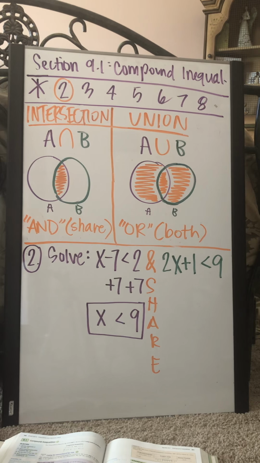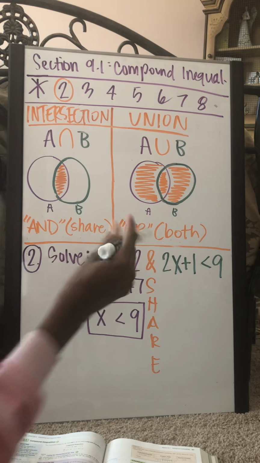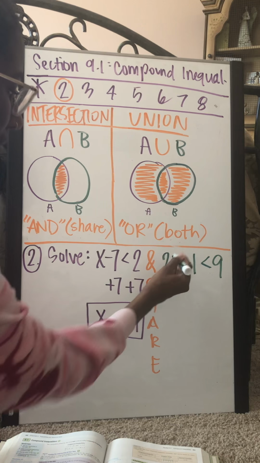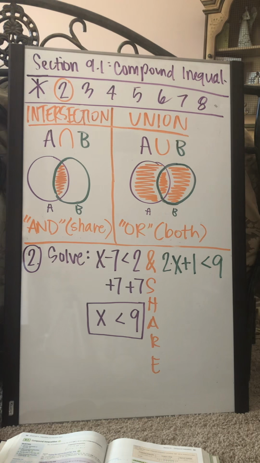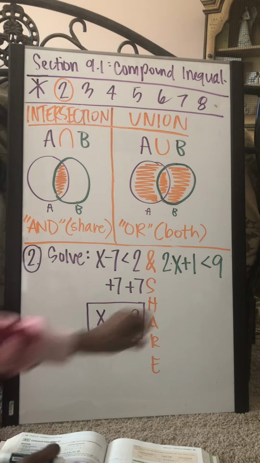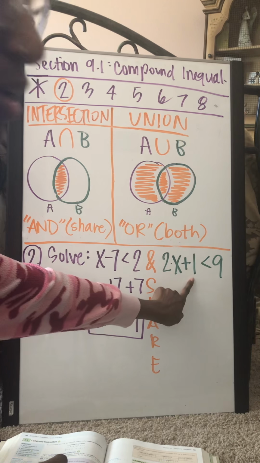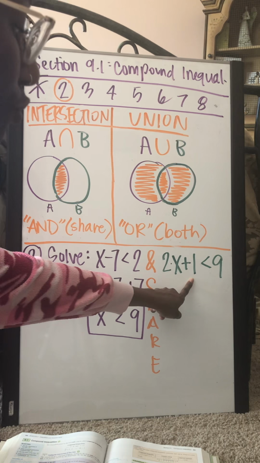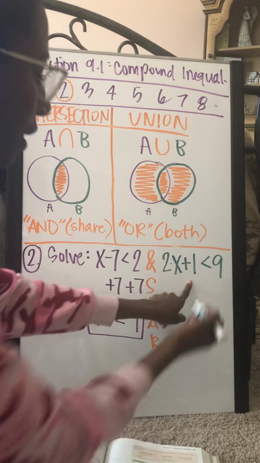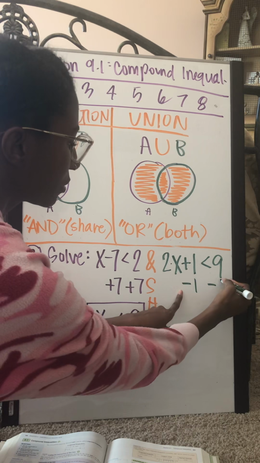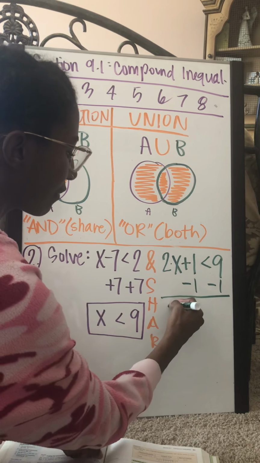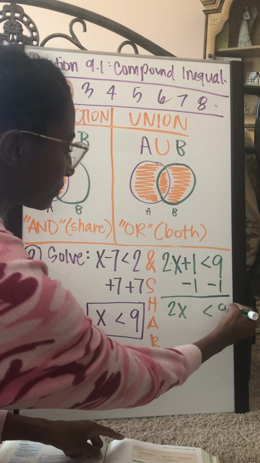And now we need to find our set B, okay? So here we have 2 times x plus 1 less than 9. Remember, pluses and minuses separate your parts. So we have this part 2x and we have the 1. So the first thing that you need to do is move your parts. It says plus 1, the opposite of plus is minus. So we subtract 1 on both sides and we're left with 2x less than 8.